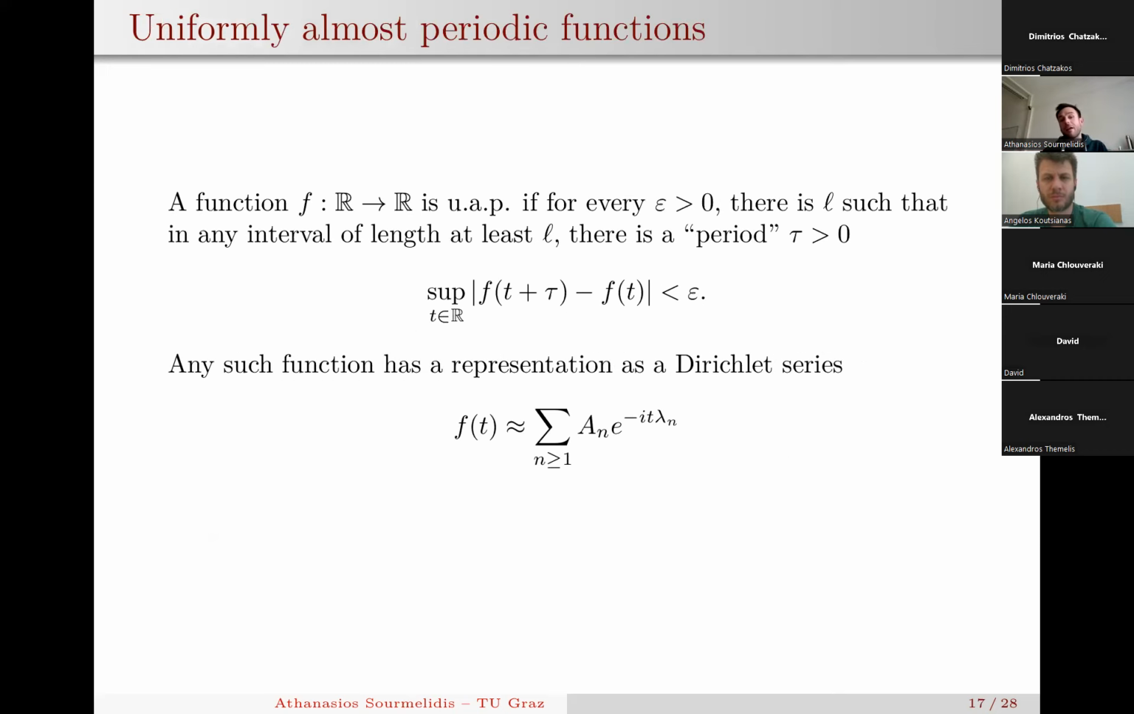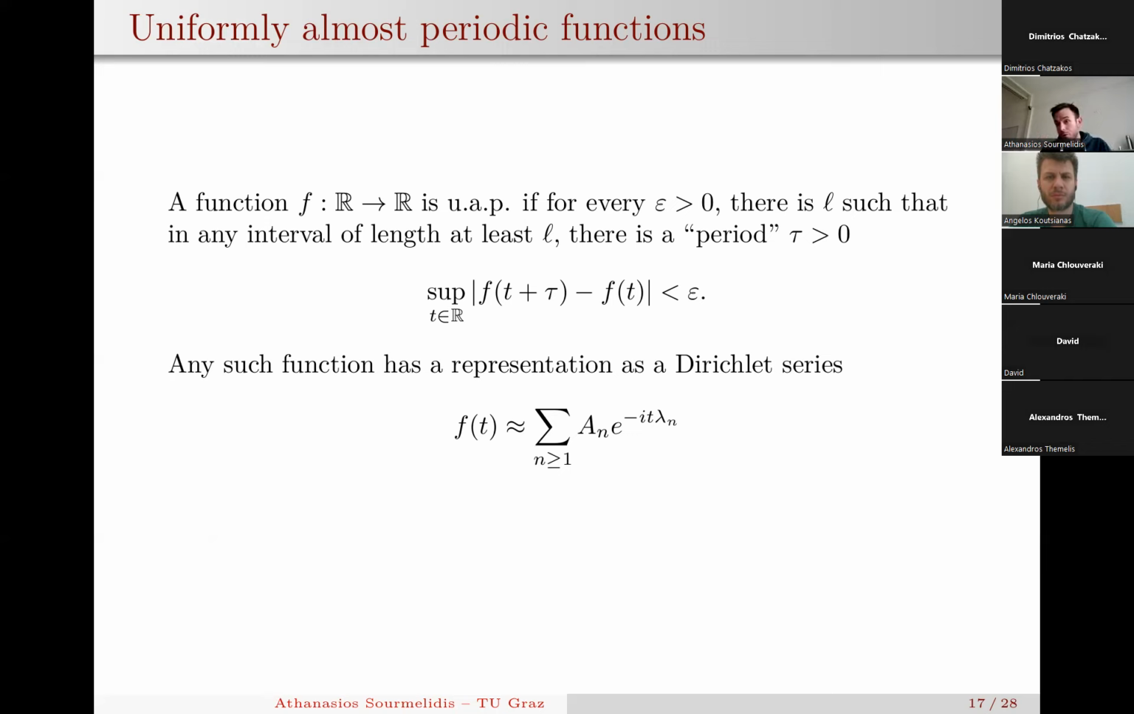So basically, a function from R to R is called uniformly almost periodic if for every error epsilon, you can find a length L, which depends on epsilon, such that in every interval of the real line of length at least L, there is a period tau such that the function f behaves periodically. Almost periodically, right? This is not 0, but epsilon. So for every epsilon, you can find such a translation number or period tau. And not just can you find one, you can find them frequently. In every interval of length L, there is at least one such translation number.